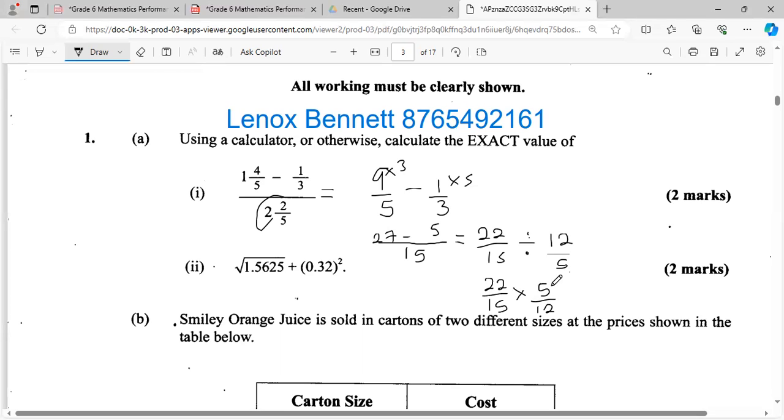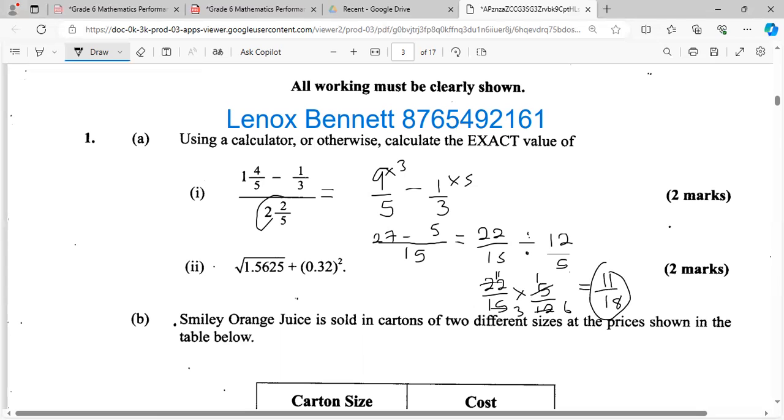And of course, we can cancel 5 into itself one time. 5 into 15, 3. 2 can go into 12 6 times, and this 11 times. So up the top, we're going to get 11. And down here, we have 3 times 6, which is 18. And of course, that will give you 2 marks.